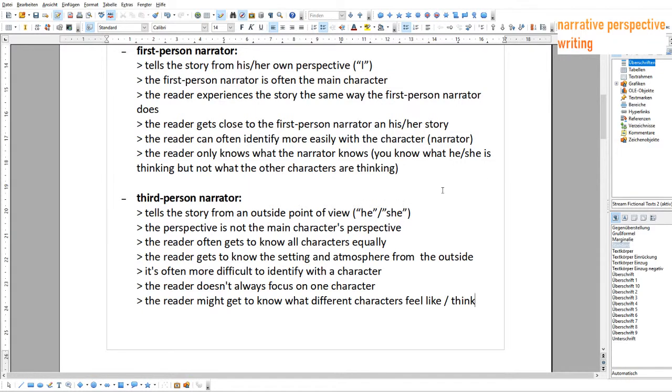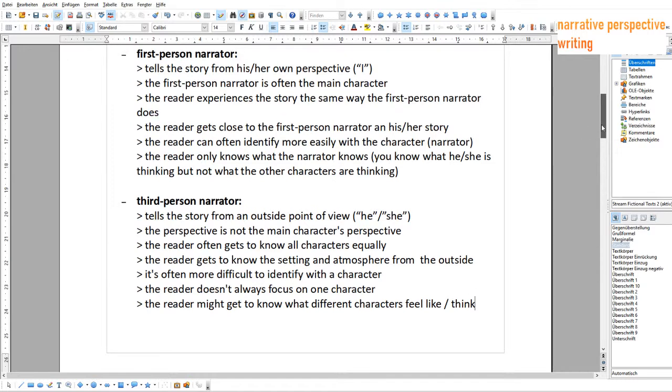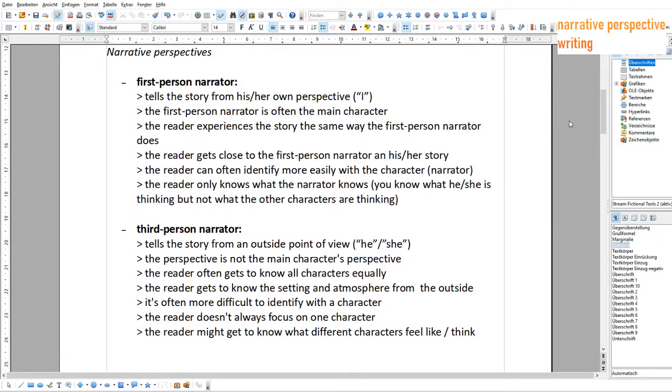Okay, so these are the two main perspectives that we know so far that can be used in a story, in a fictional text, for example, in a novel. As you remember, in your books, you had two novel excerpts, and for example, the first person narrator is used in Pig Heart Boy, and the third person narrator is used in Among the Hidden.